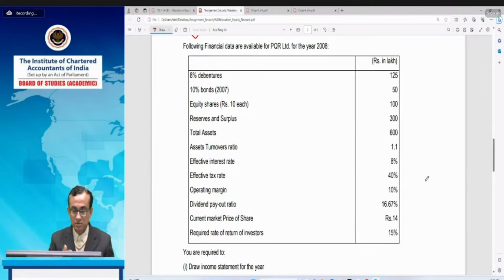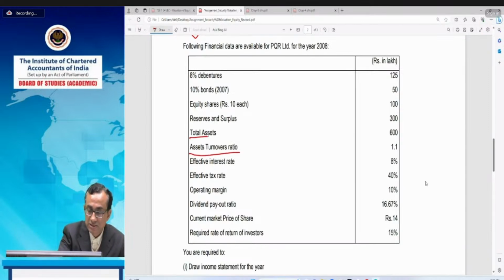So, for calculating the income statement, is any figure given in the question? From looking through the question, no absolute figure is given. To calculate the income statement, we have to start from sales. Figure of sales is not given, but the sales can be calculated with the help of the asset turnover ratio, because total assets are given and asset turnover ratio is also given. So on this basis, the total sales can be calculated. Again, operating margin is given.